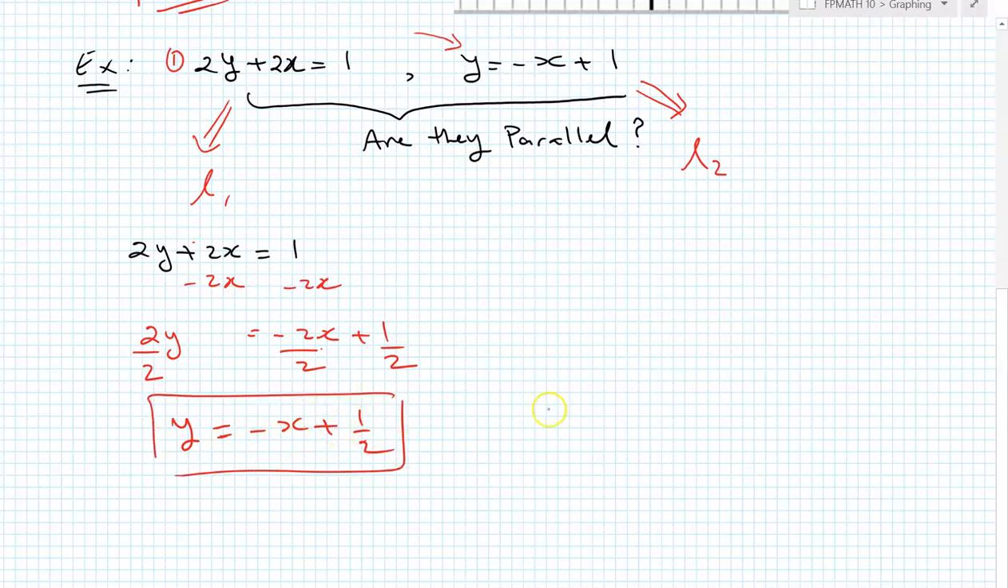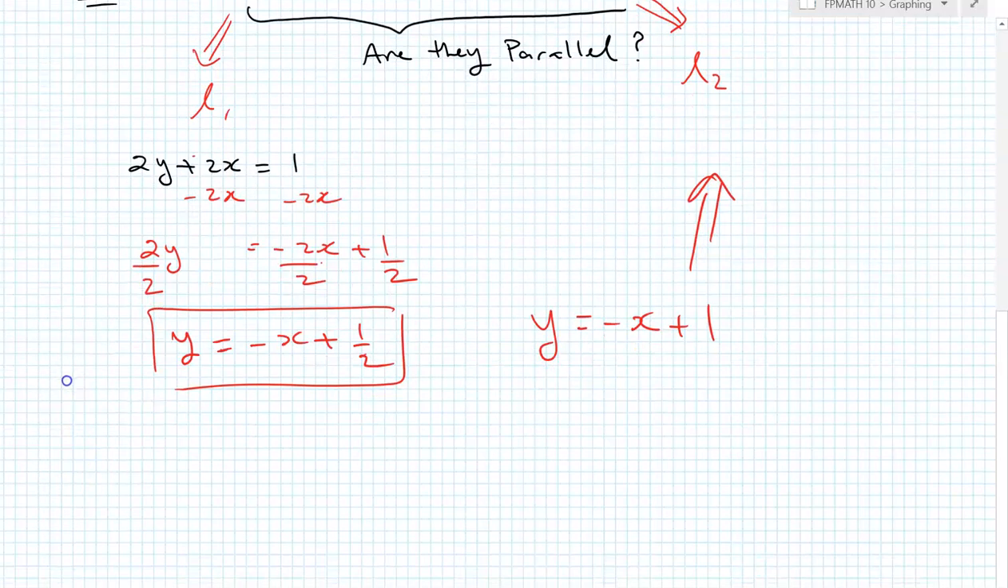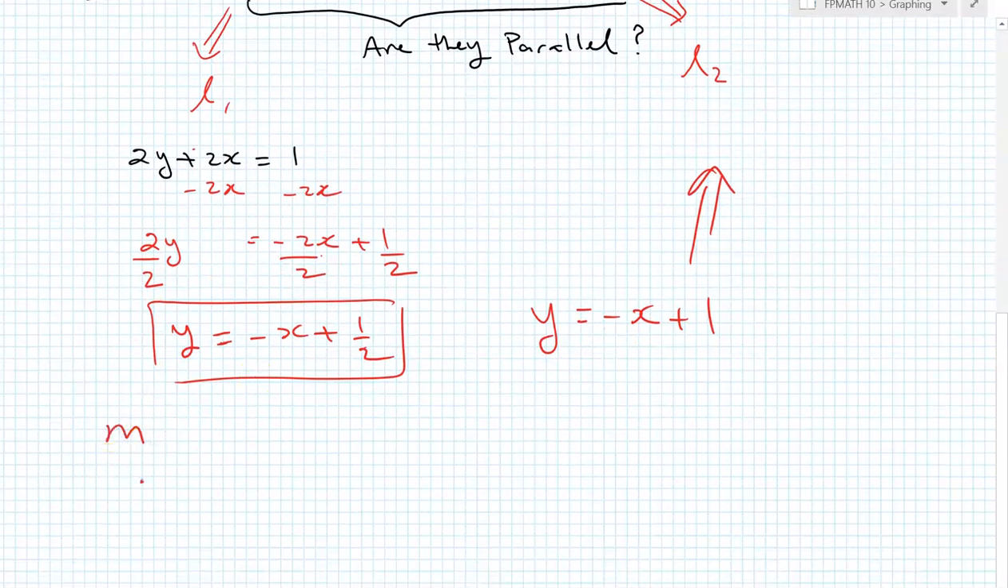The next equation we had, y equals -x plus 1, that's the equation of L2. Now you compare. What is the slope of line 1? This is -1 in front. Now we don't put 1 in front of it. If it doesn't show up, that's a 1, remember, by convention. So the slope is -1/1 or -1.